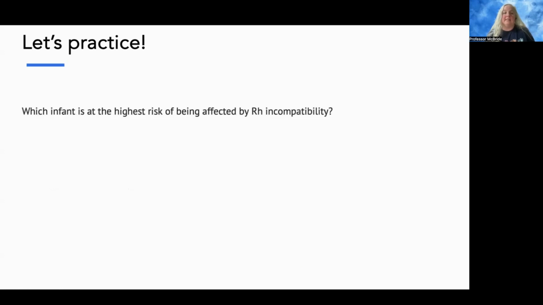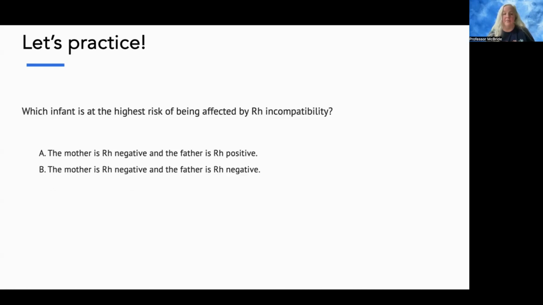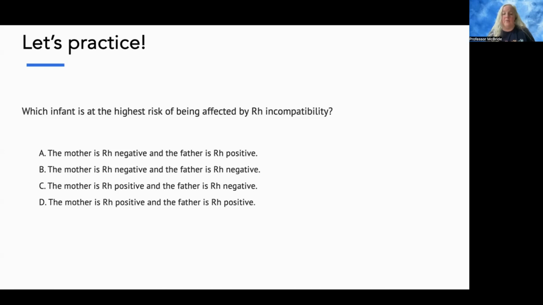Which infant is at the highest risk of being affected by Rh incompatibility? A, the mother is Rh negative and the father is Rh positive. B, the mother is Rh negative and the father is Rh negative. C, the mother is Rh positive and the father is Rh negative. Or D, the mother is Rh positive and the father is Rh positive. So this asks us about which infant is at the highest risk, but it doesn't tell us the infant's blood type.